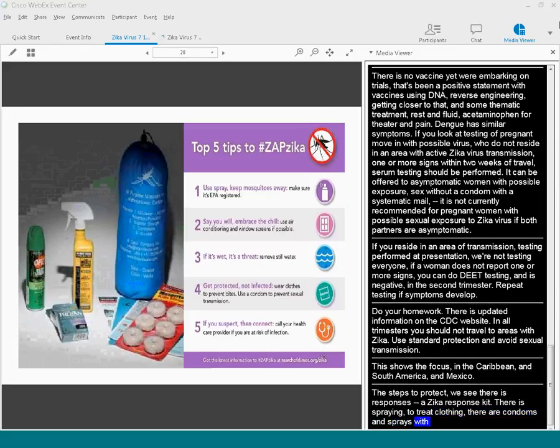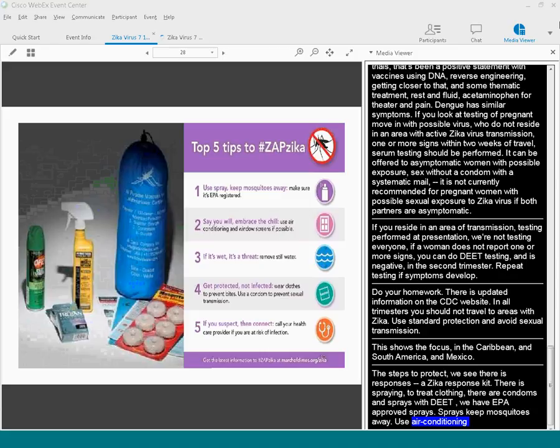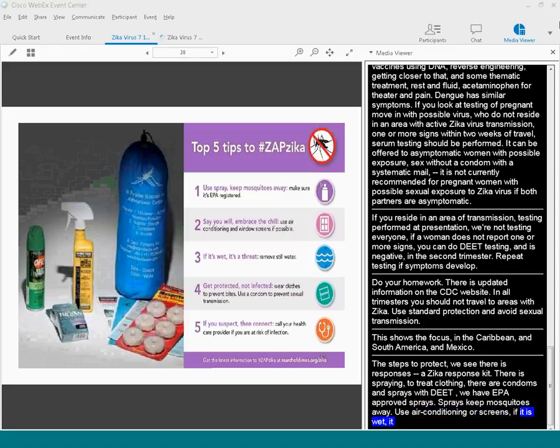EPA approved sprays. So use spray, keep mosquitoes away. Say you will embrace the chill, use air conditioning or window screens. Again, if you're taking care of patients who don't have that, they're at higher risk. If it's wet, if it's a threat, remove still water. Get protected, not infected. Again, wear clothing to protect against bites, and use a condom to prevent sexual transmission.